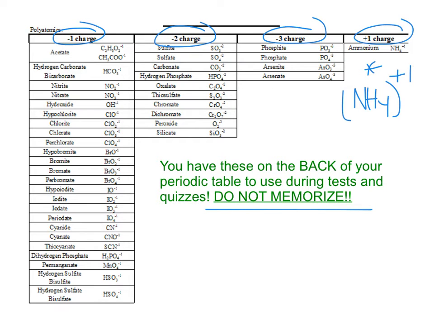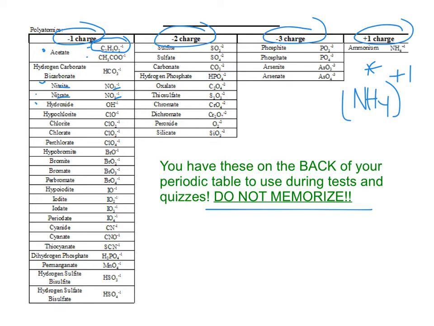Some popular -1 charges, you'll see acetate. There's two ways you can write it. We will typically do the top version, that's most common, C2H3O2 with a -1 charge. Some other common ones are nitrite and nitrate. Notice there's just a subtle difference, ite and ate, a difference of 2 oxygens versus 3 oxygens. Hydroxide is a popular polyatomic.